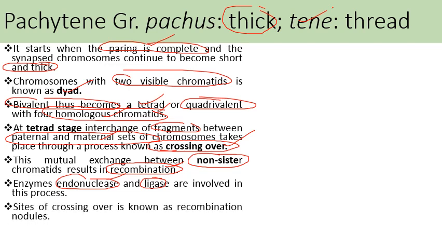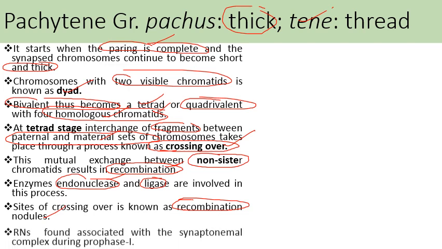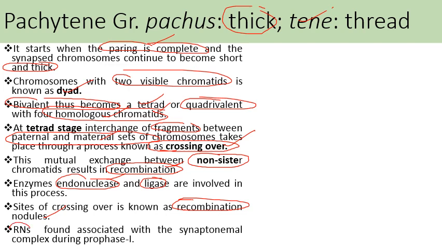Sites of crossing over, where the crossing over starts, are known as recombination nodules. So the term used for the sites where the crossing over occurs is recombination nodules, and these recombination nodules are found associated with the synaptonemal complex during Prophase I. और ये जो recombination nodules हैं, they are always associated with this complex which is known as synaptonemal complex that helps in formation of the synapsis.